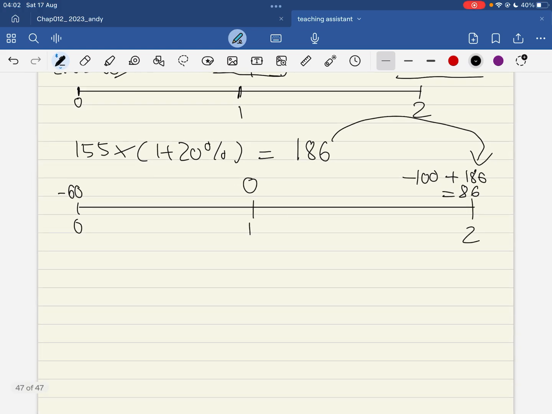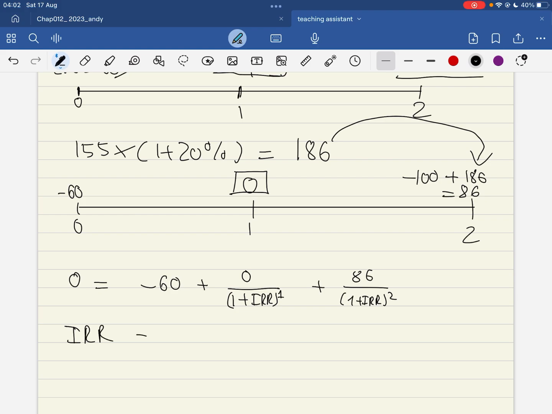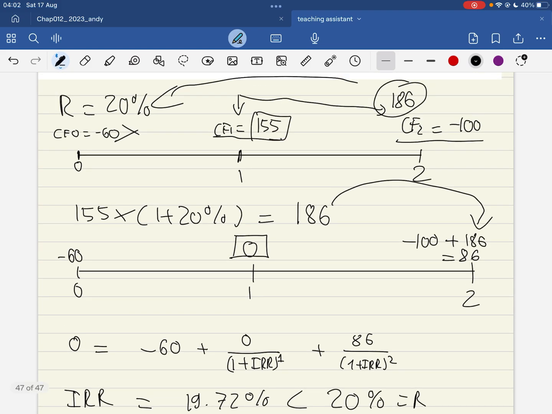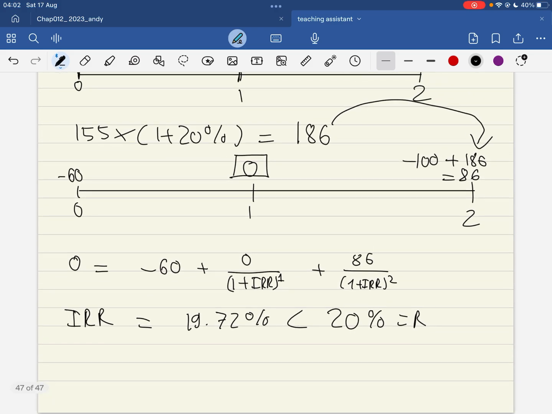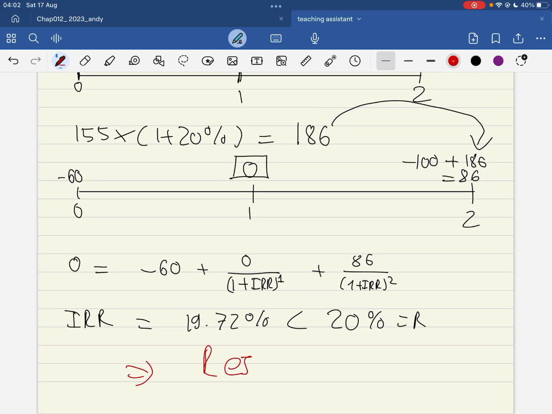Applying the formula, we have 0 equal to minus 60 plus 0 divided by 1 plus IRR to the power of 1, because 0 is the new adjusted cash flow in year 1, plus 86 divided by 1 plus IRR squared. Using any calculator or hand calculation, I got the answer of IRR equal to 19.72%. Again, this number is smaller than 20%, which is our required return here. And because it is smaller than 20%, again, we reject the project.